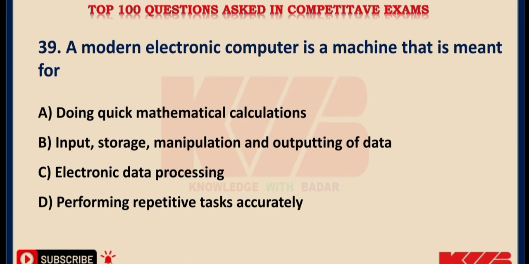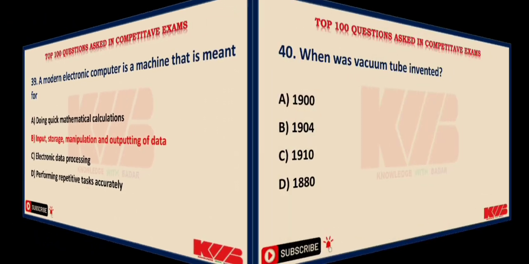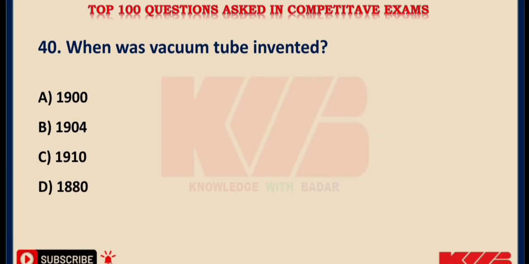A modern electronic computer is a machine that is meant for: A, doing quick mathematical calculations; B, input, storage, manipulation, and outputting of data; C, electronic data processing; or D, performing repetitive tasks accurately. And the correct answer is input, storage, manipulating, and outputting of data. When was the vacuum tube invented? 1900, 1904, 1910, or 1880? And the correct answer is 1904.